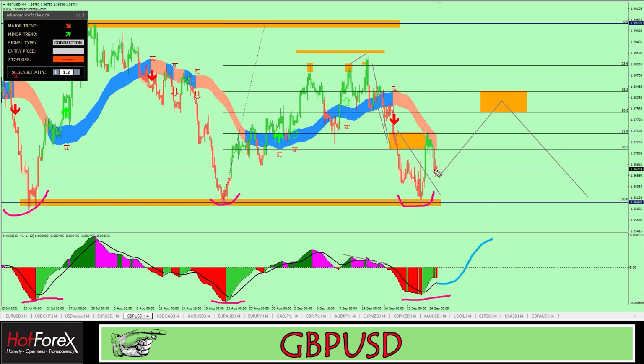Okay, so basically I don't expect it to go all the way down, but I don't expect it to go all the way up either. Basically at 1.3790, this area.